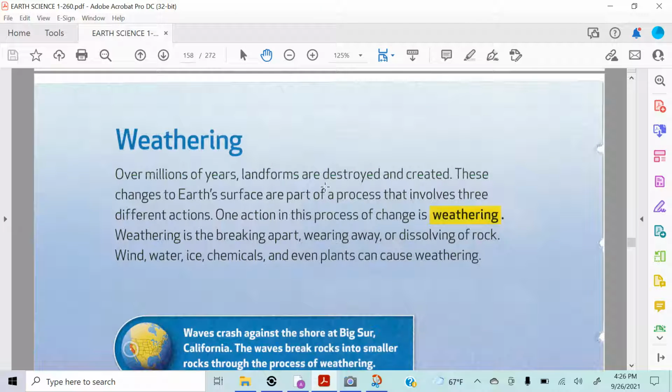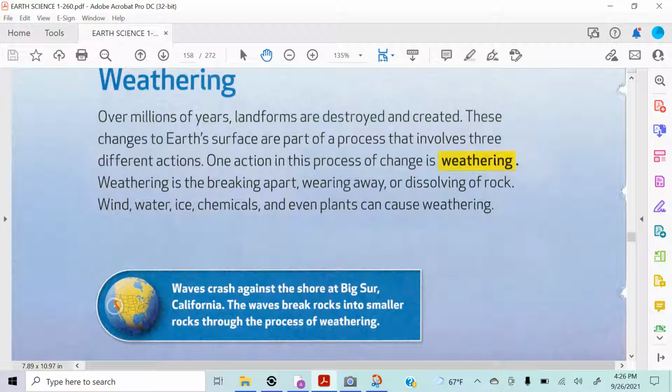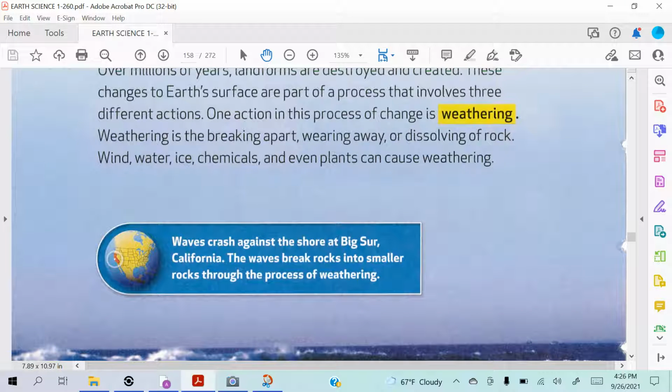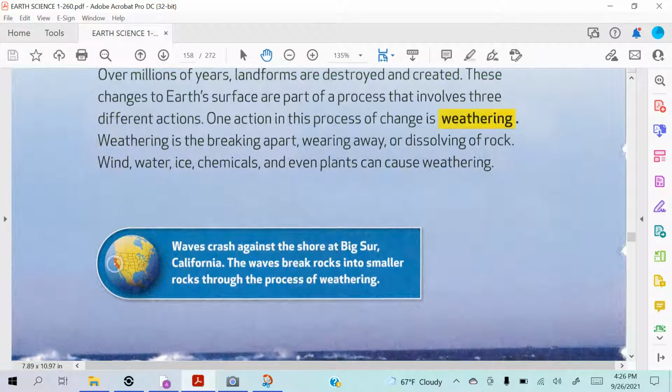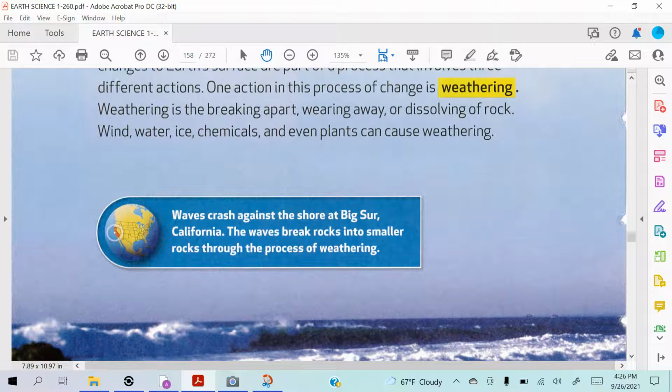Here we go. Weathering. Over millions of years, landforms are destroyed and created. These changes to Earth's surface are part of the process that involves three different actions. One in this process of change is weathering. Weathering is the breaking apart, wearing away, or dissolving of rock. Wind, water, ice, chemicals, and even plants can cause weathering.